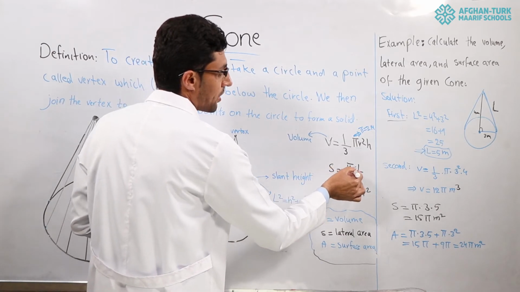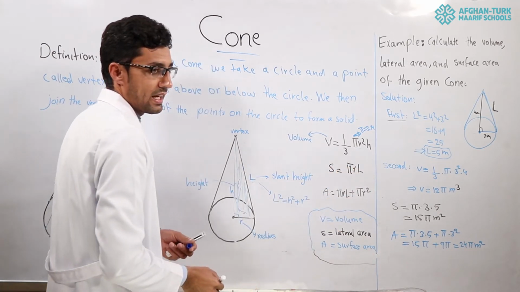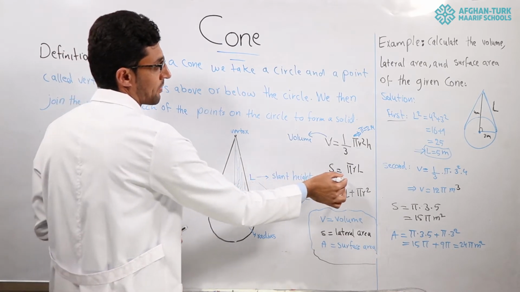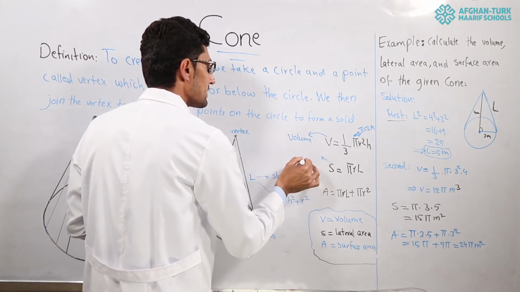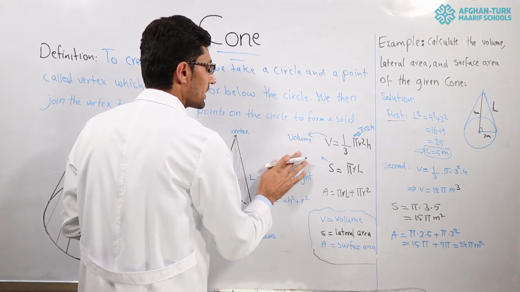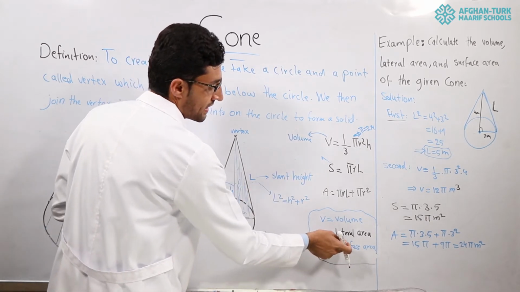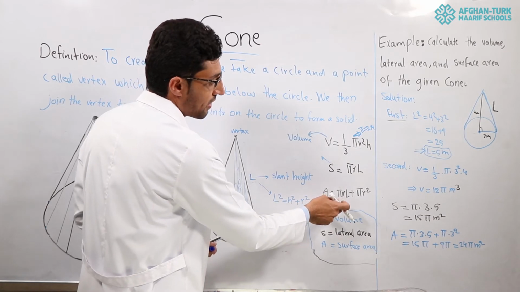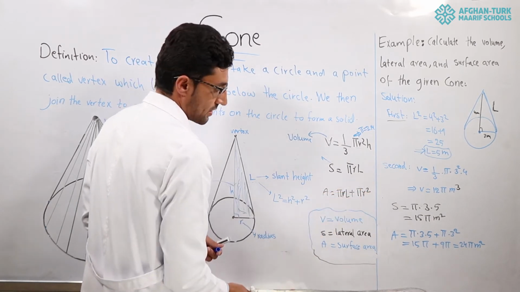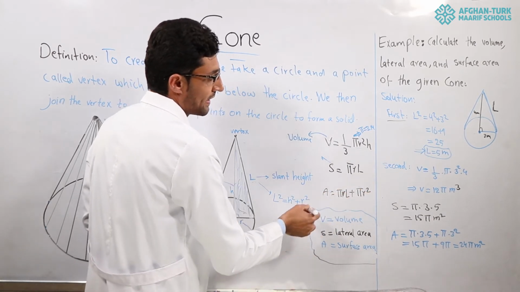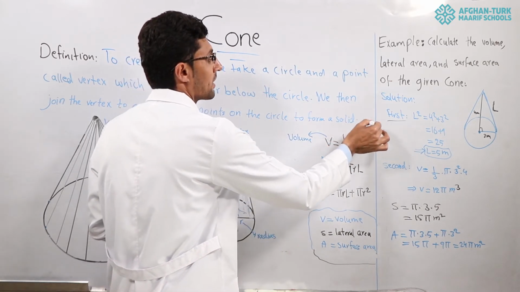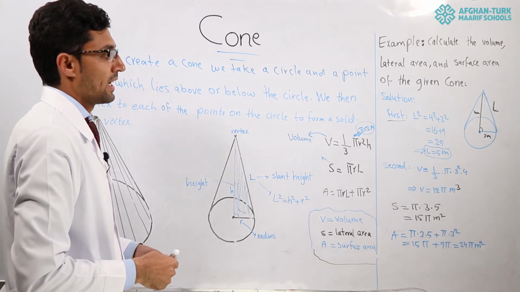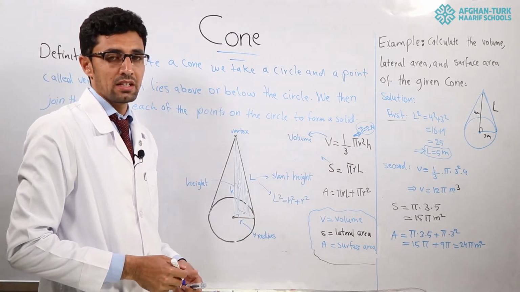S is equal to pi r multiplied by L. What is L? L is the slant height. And what do we call S? Lateral area. And A is equal to pi r L plus pi r square. You know the value of pi. How much is the value of pi? It is 3.14, and it is an irrational number.